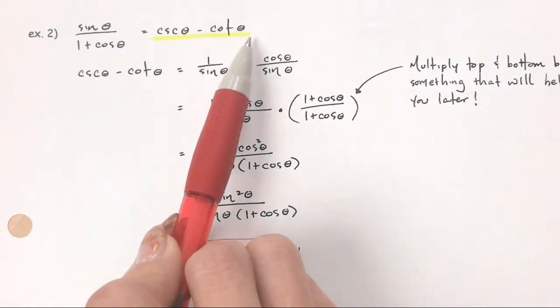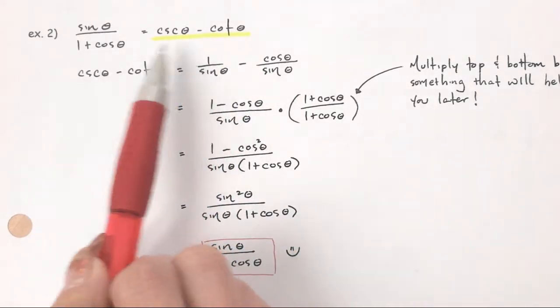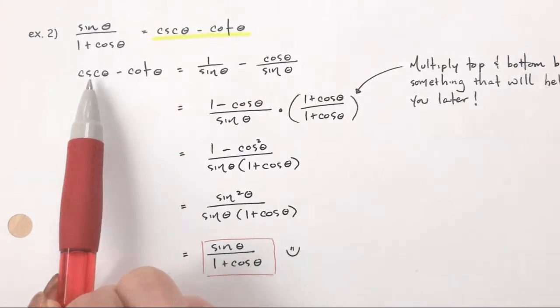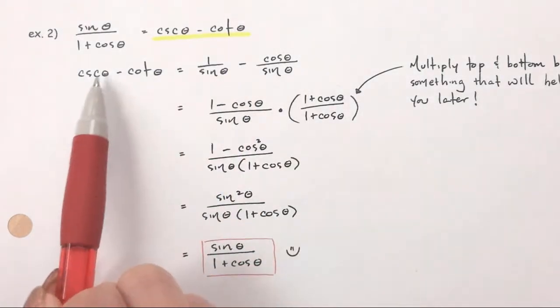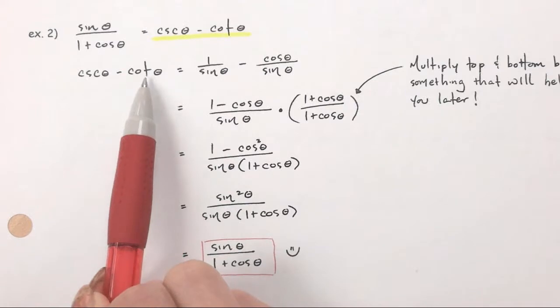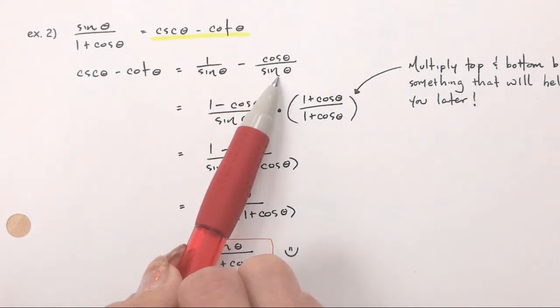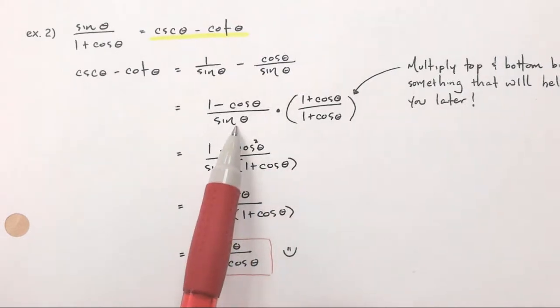So you can either start here or you can start here. I'm going to decide to start here. And then, so I rewrite it. So you highlighted it, I rewrite it. And then I rewrite this on the right side. So cosecant is 1 over sine. This is cosine over sine. And then I see, oh, that has sine on the bottom. So then I can just make that into one fraction.